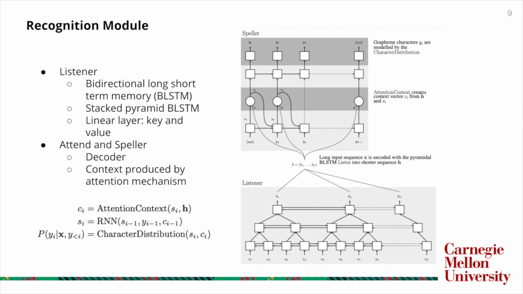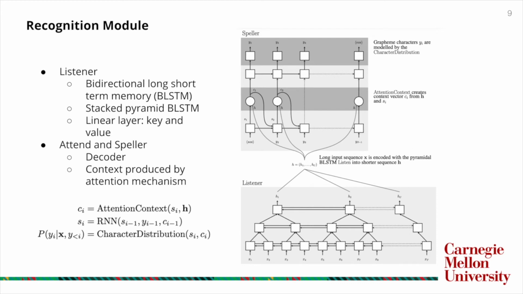We want to model each character output as a conditional distribution over the previous characters and the input data. The listener is an acoustic model encoder to extract features. The listen operation uses a bidirectional long short-term memory RNN with a pyramid structure. In our model, we stack 3 PBLSTMs on top of the bottom BLSTM layer. A linear layer follows to generate the key and the value we need in the decoder.